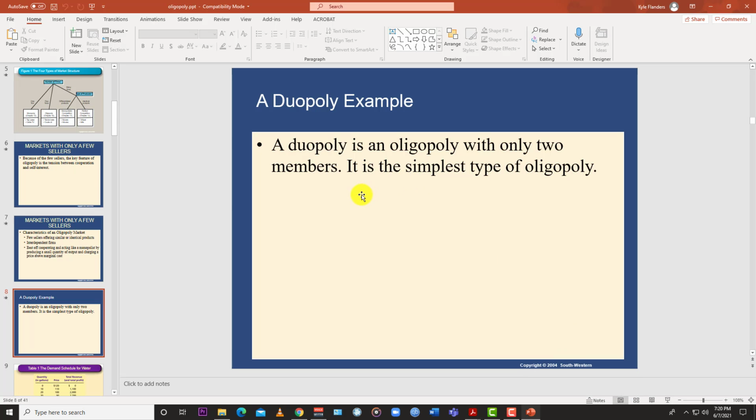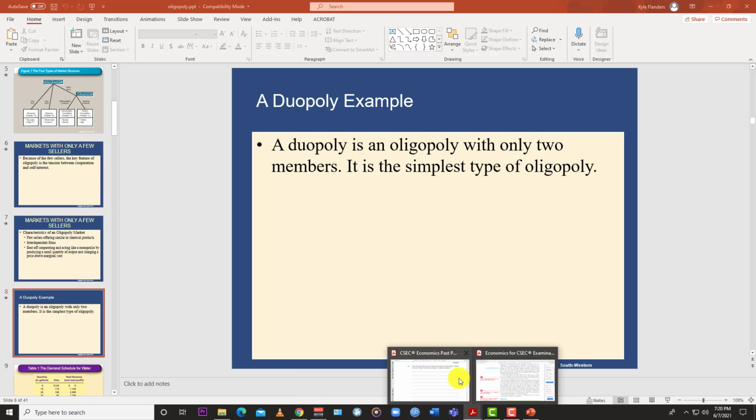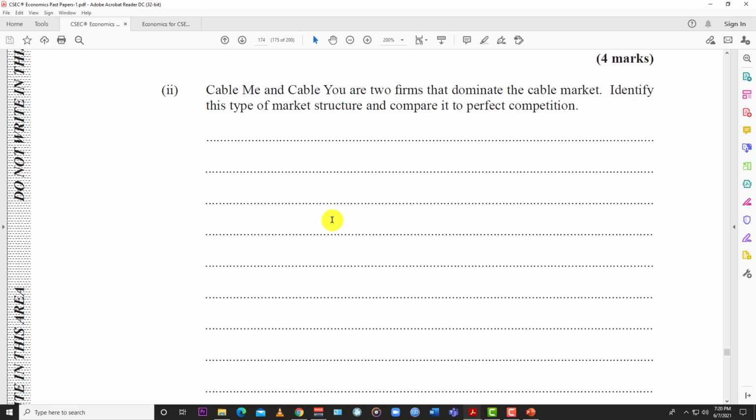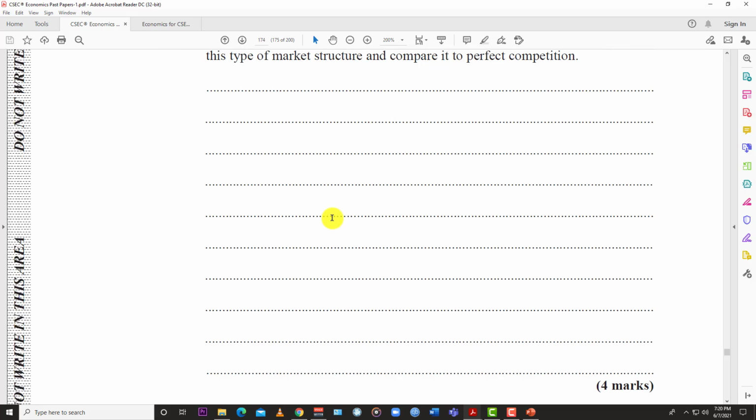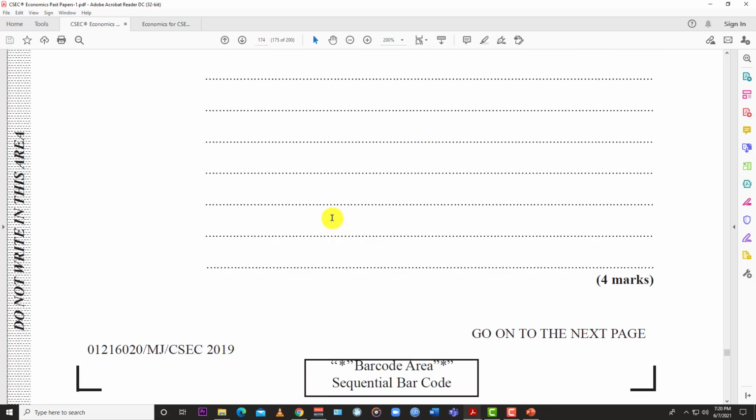So right here you see on the slide, a duopoly is an oligopoly with only 2 members. It is the simplest type of oligopoly, right? So that's how I've been telling you before. It's a duopoly, it's an oligopoly, but in this case a duopoly, and so the comparisons remain the same. So you knock off those comparisons, you get your 4 marks.